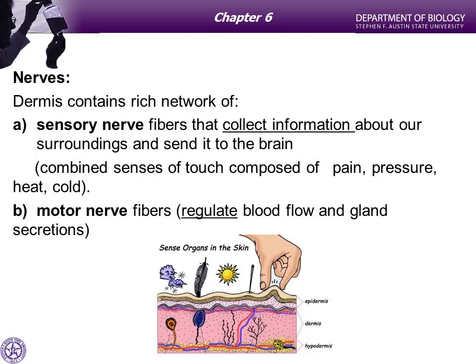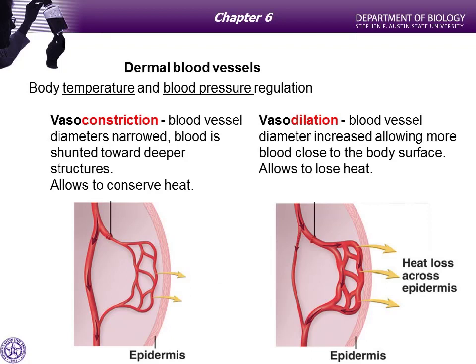And so our motor nerves that are present in the skin, they are to cause our glands to secrete materials, more or less. But it's also to regulate blood flow. You remember how we talked about the skin helping regulate your body temperature? The radiator effect of the skin?